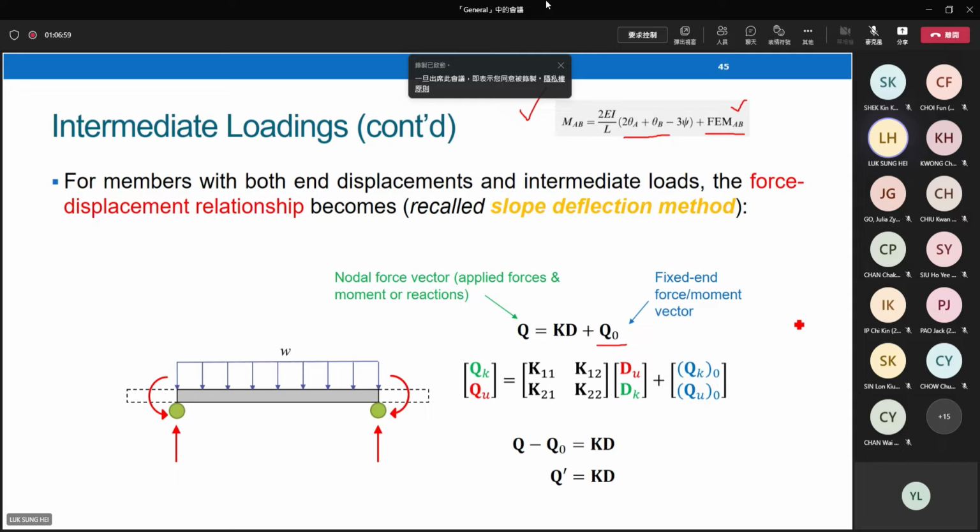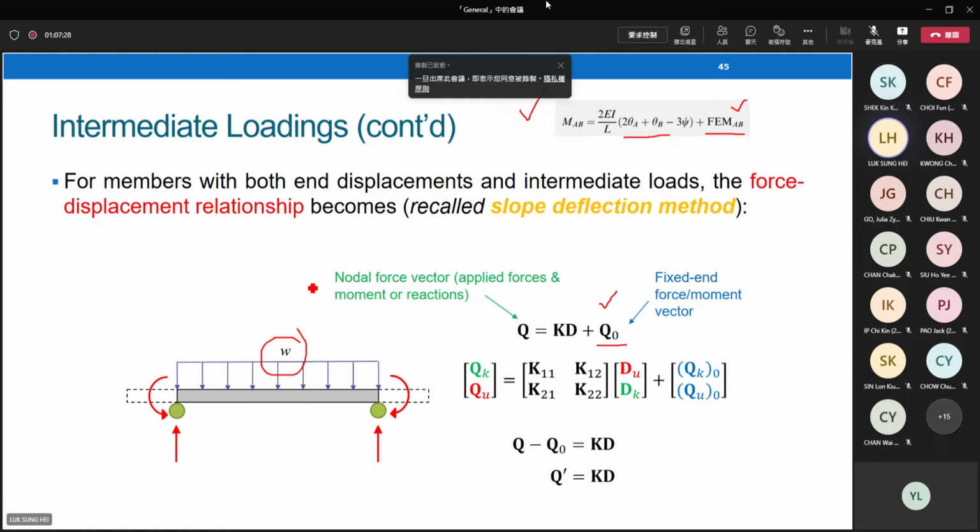The formulation is quite similar to the one that we encountered last time for truss structures under temperature change or fabrication error. If you have this kind of additional effect, you have to add one additional vector on the right-hand side. To make things consistent, I call this Q0 here. I think last time in chapter 1, we also called this Q0. They are used to take account of this kind of extra effect, like intermediate loading.